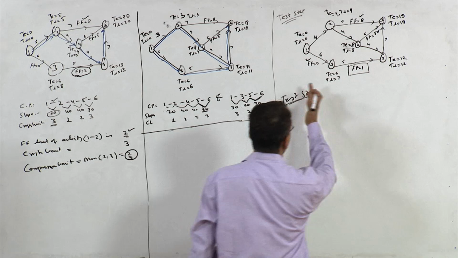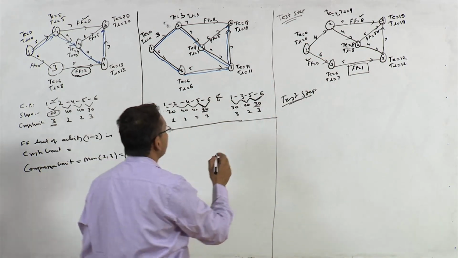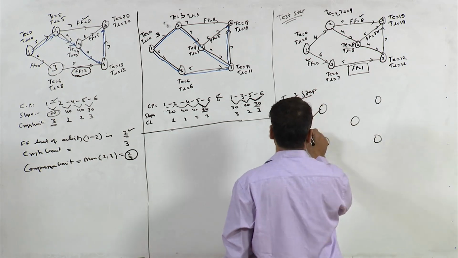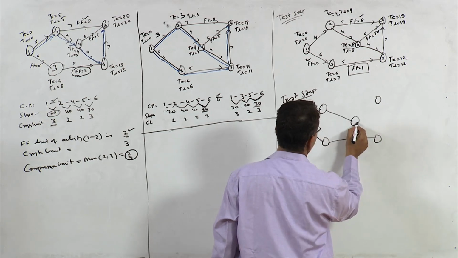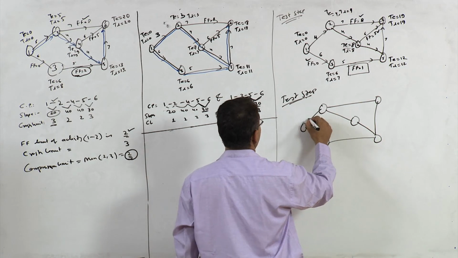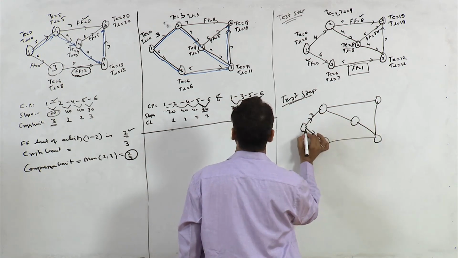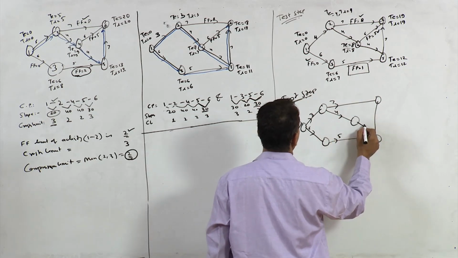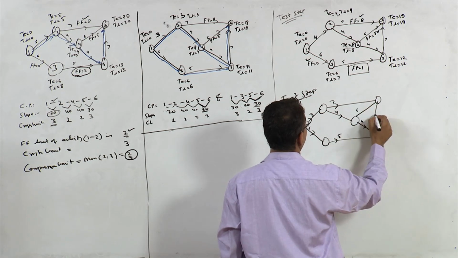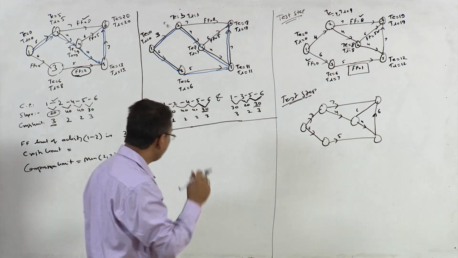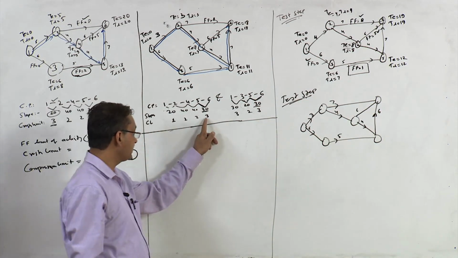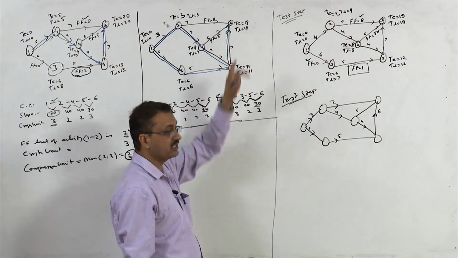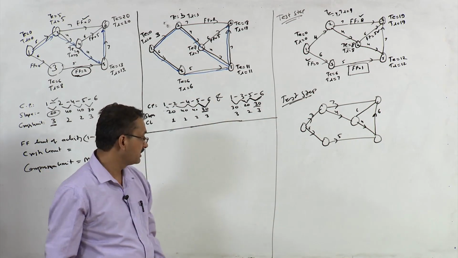Let's see, because in this part of the board we are doing test steps. So for the test step, this is 1, 2, 3, 4, 5 and 6. So this is 3, this is 3, 6, this is 7, 4, 5, this is 4, this is 6 and this is 6. Why are we going for the test step here? Because crash limit is more than 1, and we will see how the reduction in duration of 5, 6 by 1 day affects non-critical activities.